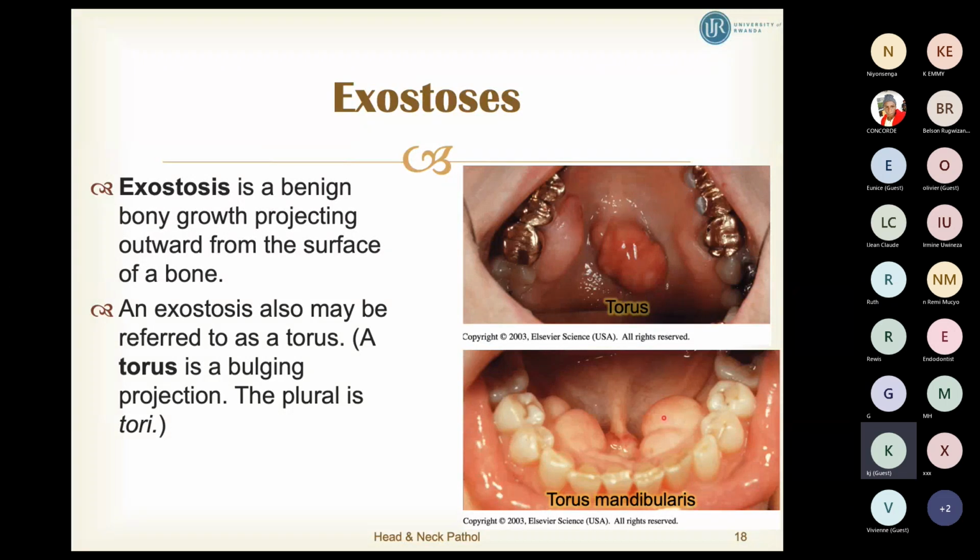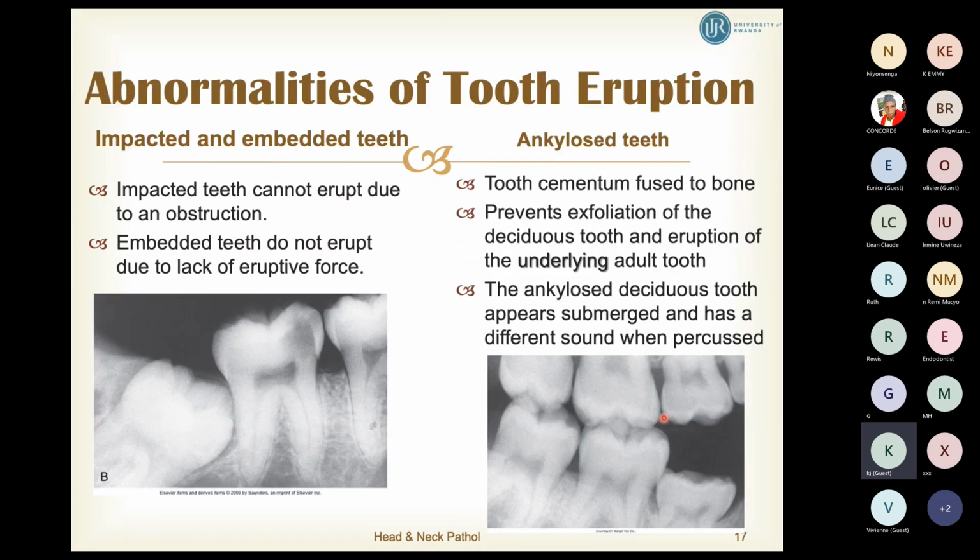About the ankylosed teeth. The adult teeth cannot be ankylosed? Here they say the ankylosed teeth just can. I think what she means is that when the deciduous tooth is ankylosed, it will have consequences for the adult one. I don't know exactly if we can have an ankylosed adult tooth without having the deciduous ankylosed. I don't know that. So maybe we shall read on this.